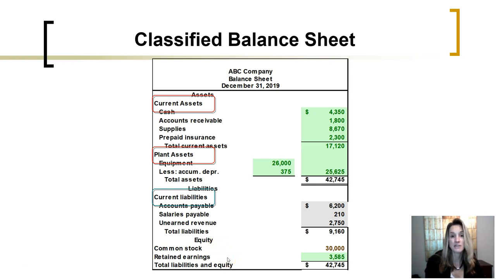So really the only difference in a classified balance sheet is breaking assets into these new categories of current and property, plant, and equipment. And if we had intangible assets, they would also be listed in a separate category as well. And down here within liabilities, we are seeing the current liabilities listed separately, and long-term liabilities would be in a separate section if they existed and needed to be reported.